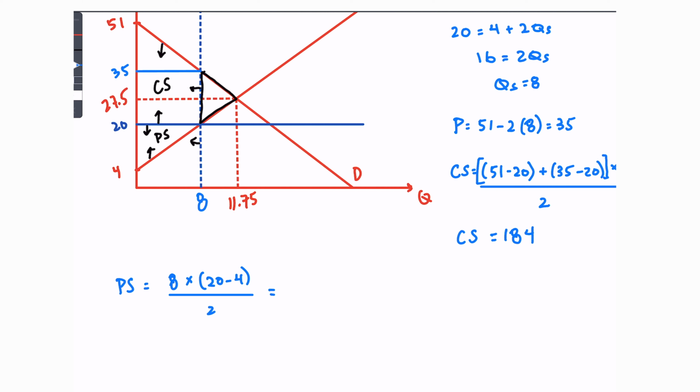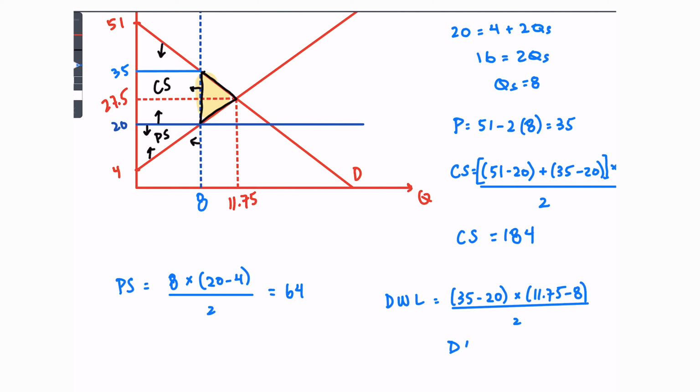So the producer surplus is 64. Finally, the deadweight loss would be this triangle, which I will shade in orange. So I'll do that here, deadweight loss. The base would be 15, which is the difference between 35 and 20. The height is the difference between 11.75 and 8. All of that divided by 2.